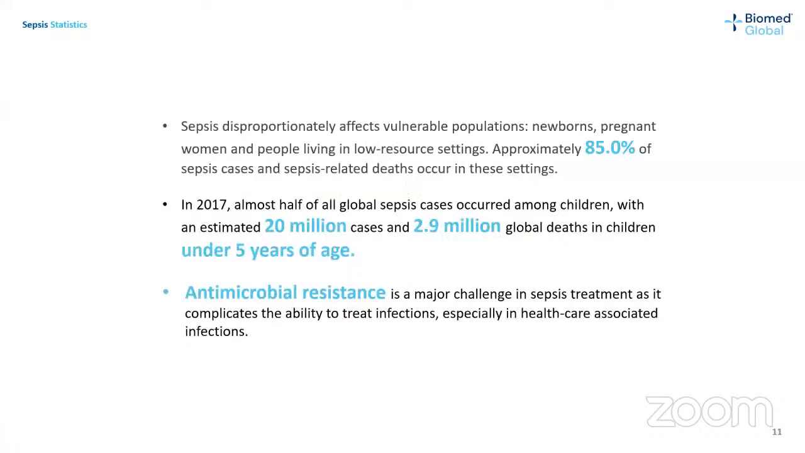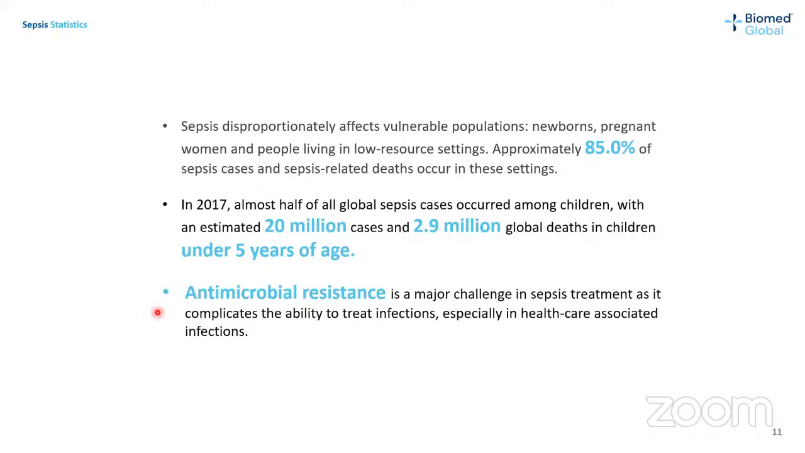Sepsis also disproportionately affects vulnerable populations, with 85% of cases occurring amongst newborns, pregnant women, and people living in low-resource settings. And for pediatrics in 2017, almost half of all global sepsis cases occurred amongst children, with an estimated 20 under 5.